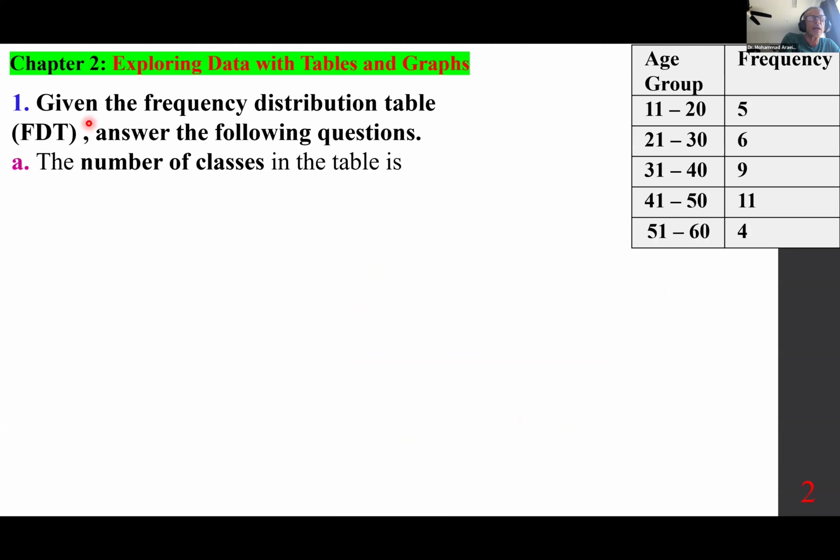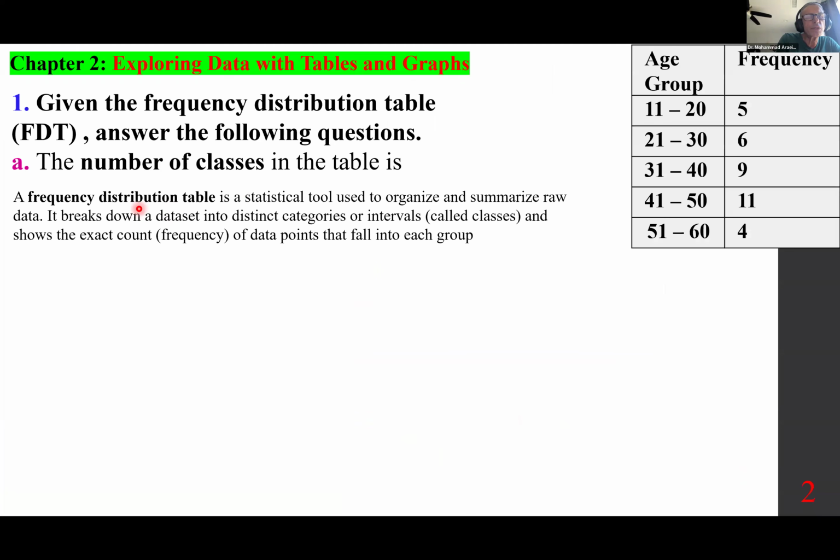All right. Given the frequency distribution table, short FDT, answer the following questions. The number of classes in the table is. So first, what is a frequency distribution table? A frequency distribution table is a statistical tool used to organize and summarize raw data. It breaks down a dataset into distinct categories or intervals called classes and shows the exact count, frequency, of data points that fall into each group.